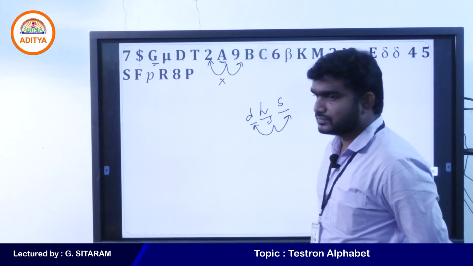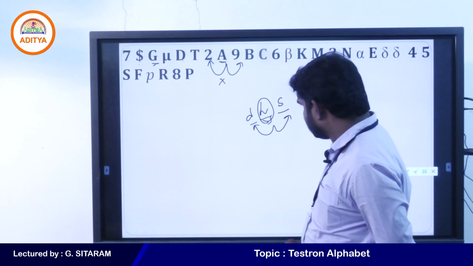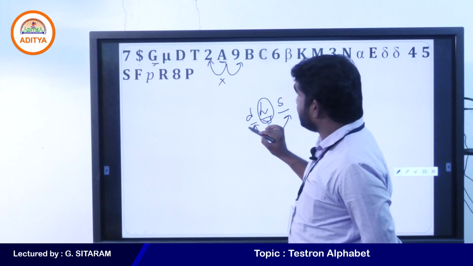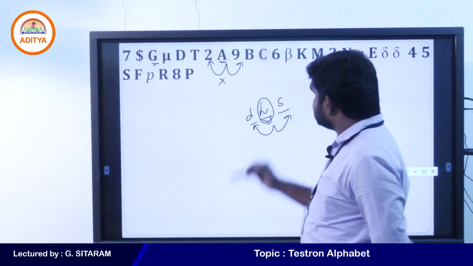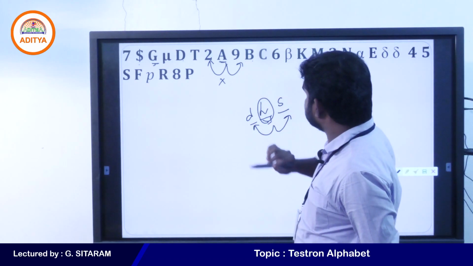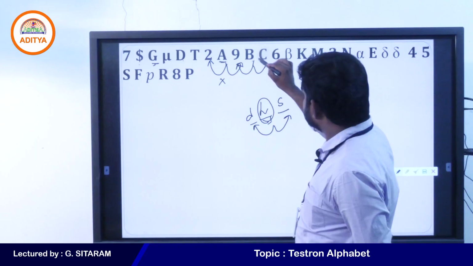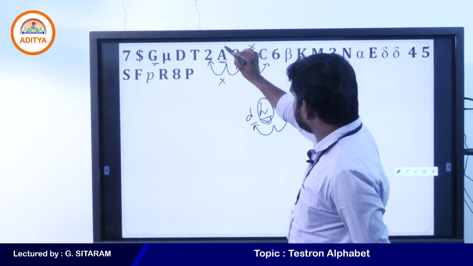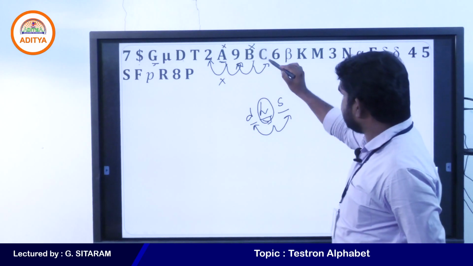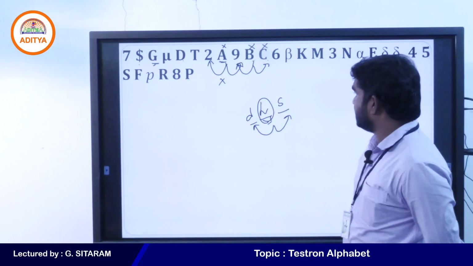Is it clear? You have to count how many letters, how many alphabets, are preceded by a digit and followed by a symbol. Then take B. Is it preceded by a digit? Yes, but not followed by a symbol. So you can't take B either. Then take C. Is it preceded by a digit? No, it is preceded by a letter.